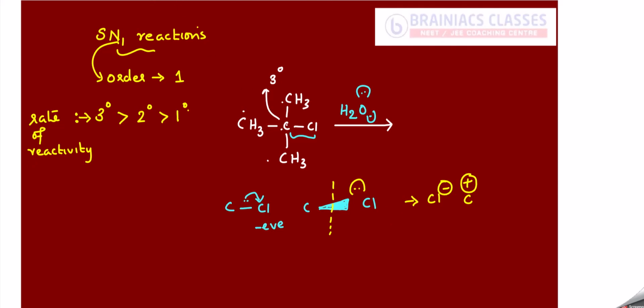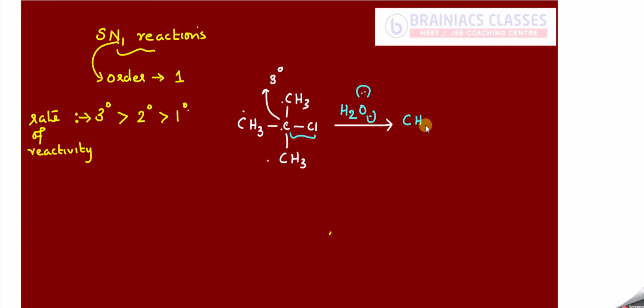Clear? So I can say the first step of this reaction is chlorine being a very good leaving group. We know chlorine is a very good leaving group. So it will leave the compound and this will become CH3, CH3, and CH3, and there will be a plus charge here, and Cl minus will be moving out.